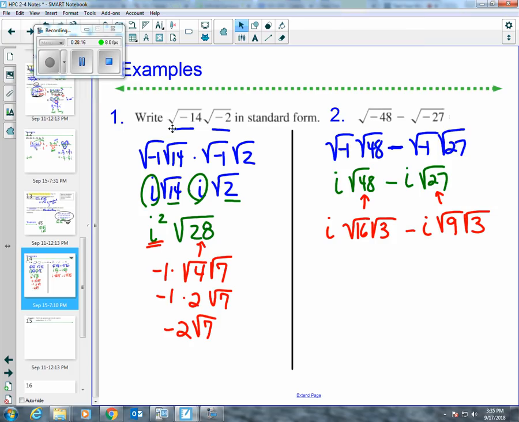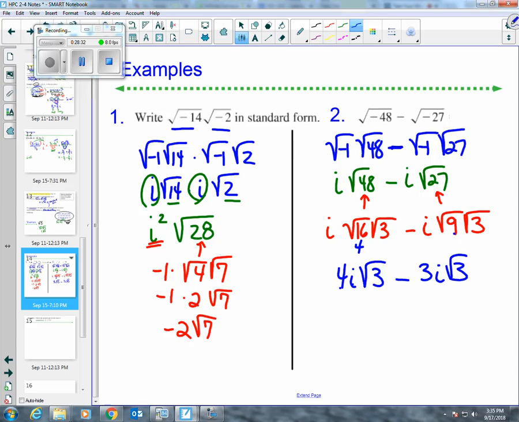We're going to simplify. So the square root of 16 is 4, so 4 times i. I like to write it in this order, this is my preference: whole number part, imaginary, and then radical. It's just easiest for me to read. The square root of 9 is 3. So 3i square root of 3.